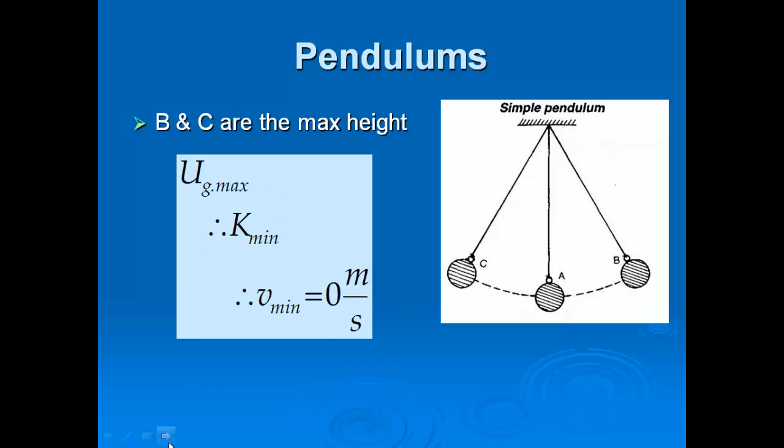If we look at points B and C, we know now that the potential energy is going to be at its highest because now it's at the highest point in its swing, which would therefore make the kinetic energy at its lowest point. And that would also mean that the velocity would also be at its lowest point, which if you've ever watched a swing or pendulum, it actually stops and turns around. And so that would make sense to us.